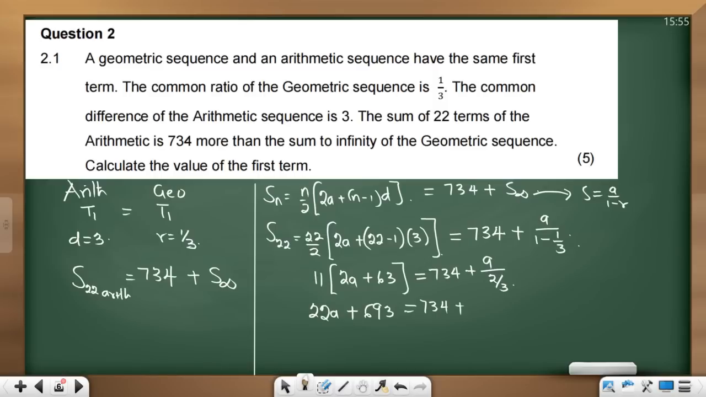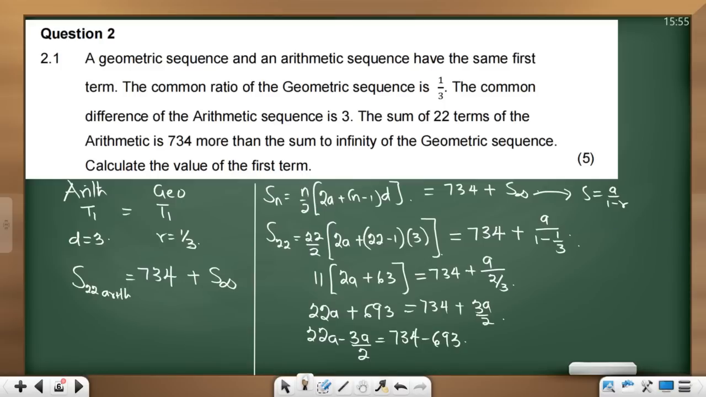Now, if you don't know how to deal with fractions, it is like this. And then you change it. So that gives us what? 3a over 2. Let's bring all the variables to one side. 22a minus, it's not 39, please write nicely in the exam. 734 minus 693. Okay, so what is 22 minus 1.5?